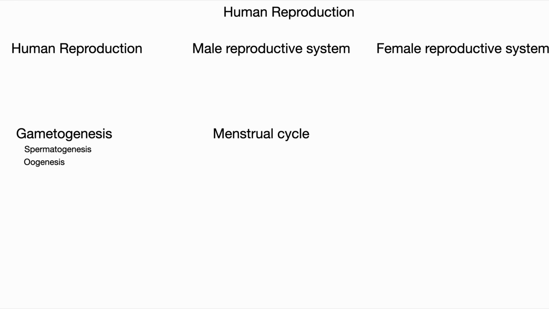Now, let's see what happens during this cycle. During this cycle, there are changes in the release of hormones from the brain. There are changes in the ovary and also changes in the uterus. Let's see about one cycle. For that, now we will enter into the uterine cavity.